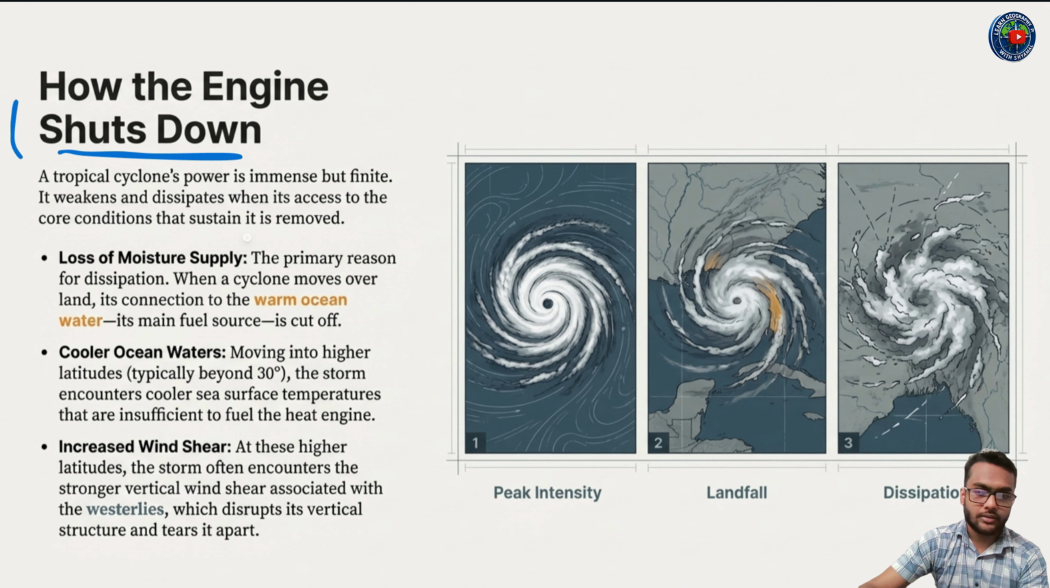Okay, then cooler ocean water moving into higher latitudes, typically beyond 30°. The storm encounters cooler sea surface temperatures that are insufficient to fuel the heat engine. Then increased wind shear at these higher latitudes. The storm often encounters the stronger vertical wind shear associated with the westerlies, which disrupts its vertical structure and tears it apart. Okay, this is the peak intensity, then landfall, then dissipation.